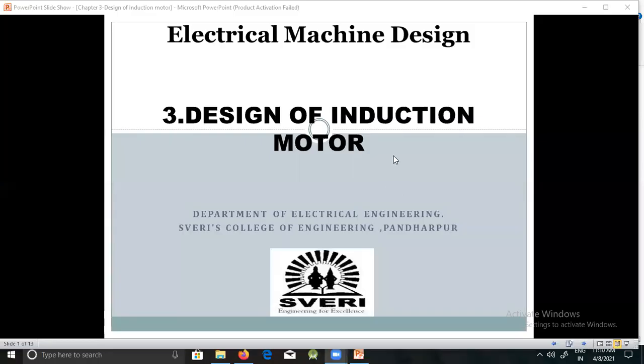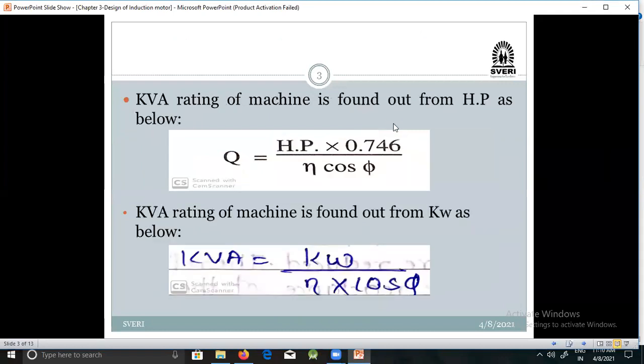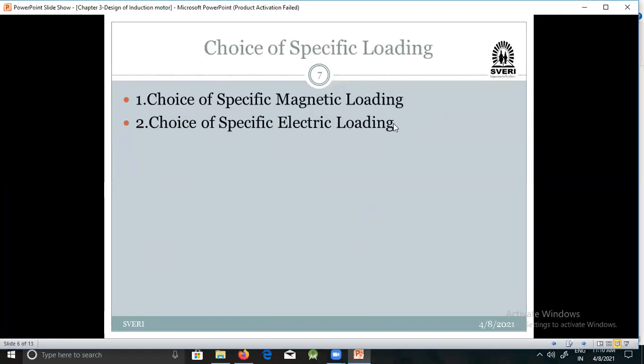Okay, so this is the part related to the chapter which we are going to study. These we have already studied. Now today we are going to see the choice of specific loading.